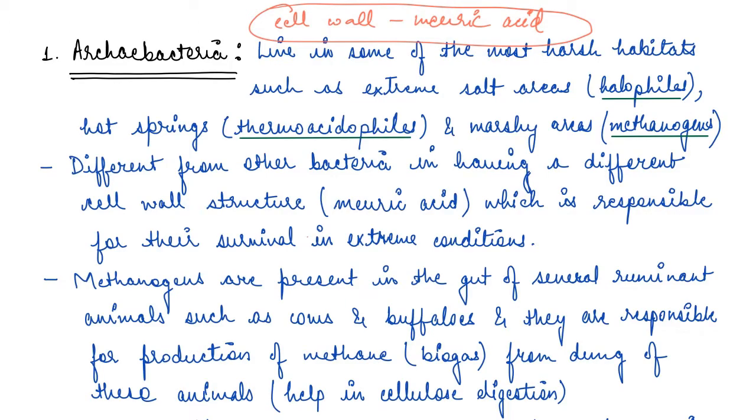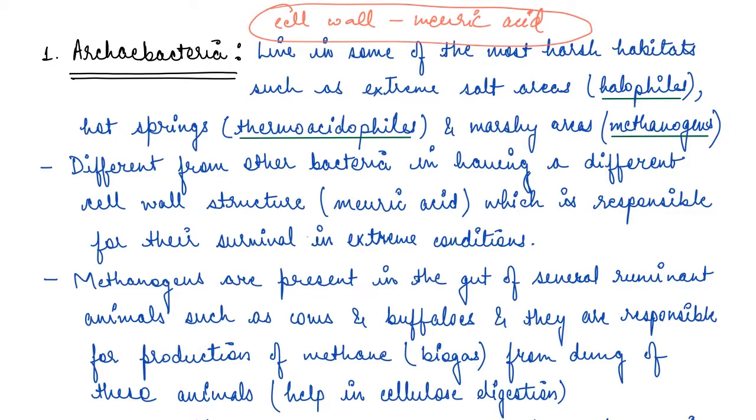These live in some of the most harsh habitats, such as extreme salt areas. If they live in salt areas, they are known as halophiles. In case of hot springs, they are known as thermoacidophiles. And in case of marshy areas, they are known as methanogens.